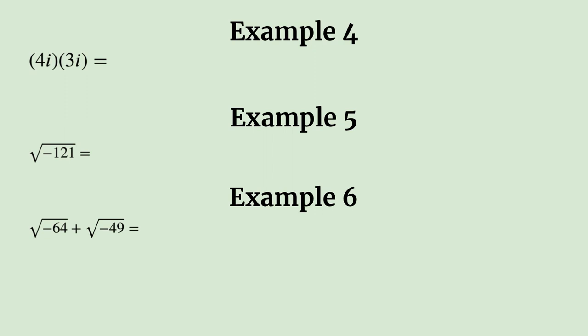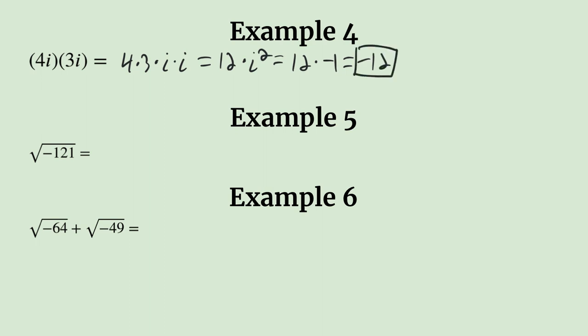For 4, multiplying these together, we'd get 4 times 3 times i times i. So that would be 12 times i squared. We already talked about i squared. That would be 12 times -1, which is -12.